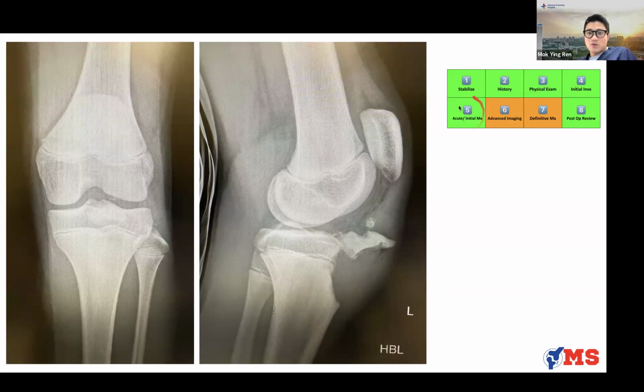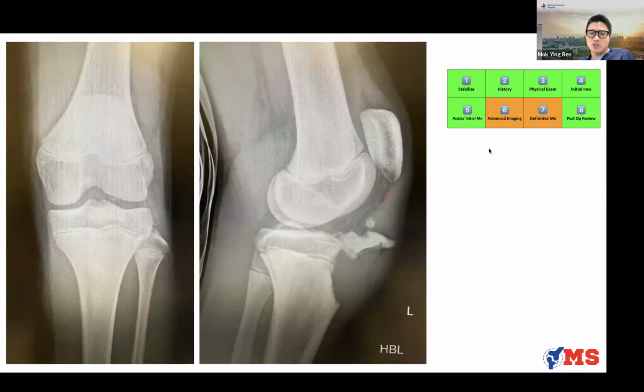Now, the next step is for acute management, box number 5. I will start the patient off with analgesia. Thereafter, the patient will require temporary back slap, right, for stabilization. And this will be an above knee back slap. Reduction in this case is not very possible, all right, in view of the small fragment. So the knee should be back slapped in extension. As you can see here, there's a shadow of a back slap already in place.